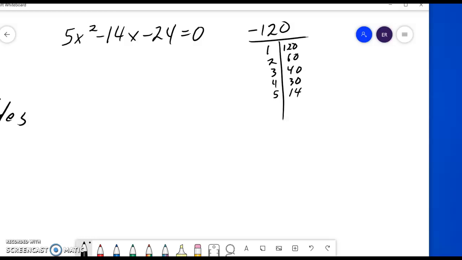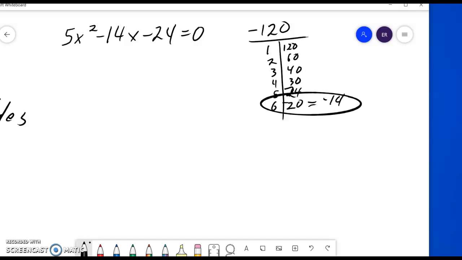Does this one actually factor? Did I multiply that right? 120. It was because I multiplied that wrong. 5 times 24, 6 times 20. So those subtract to be 14. I need more negatives, so I need negative 20 to add up to negative 14.